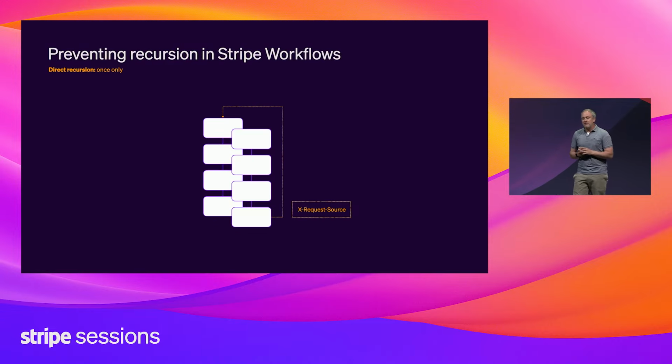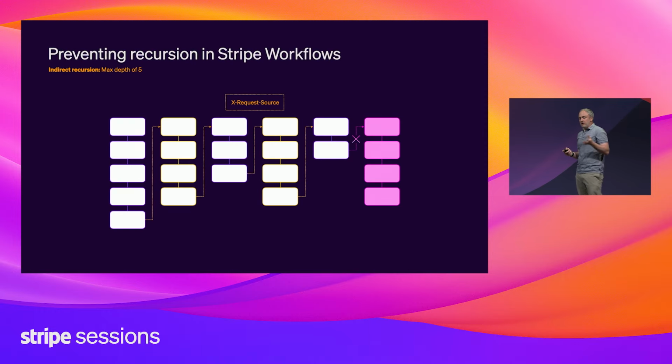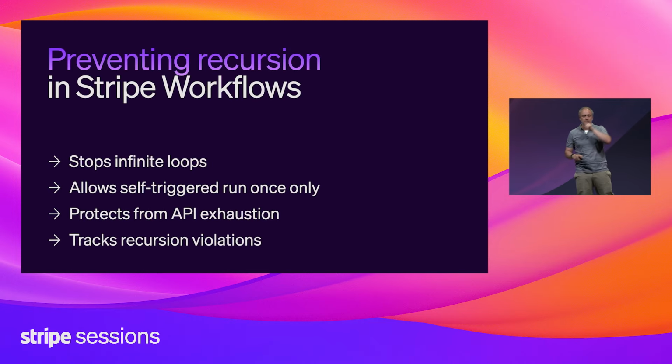Team wanted to avoid this, and they've done this by creating something called an X-request source header that is applied to any event generated from a workflow and persists to subsequent events. What that means, you don't have to apply this yourself, it just happens, but every workflow knows where it is in its ancestry and if it should run or not. So the result is that you can only chain a sequence of workflows to a maximum depth of 5, and you can only have a workflow call itself a maximum of 1 time. So we've stopped infinite loops. We allow self-triggering workflows to run once, because we think there's some use cases where you might want that. And essentially, the takeaway here is we're protecting you from API exhaustion.